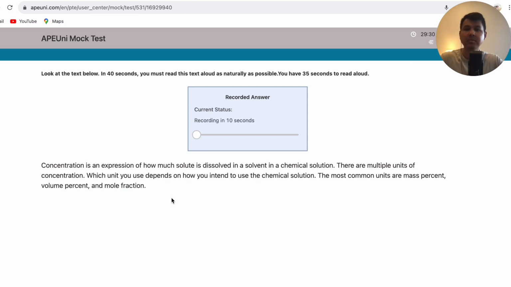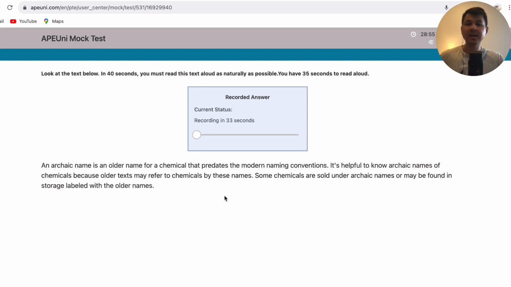Mole fraction. Concentration is an expression of how much solute is dissolved in a solvent in a chemical solution. There are multiple units of concentration. Which unit you use depends on how you intend to use the chemical solution. The most common units are mass percent, volume percent, and mole fraction.